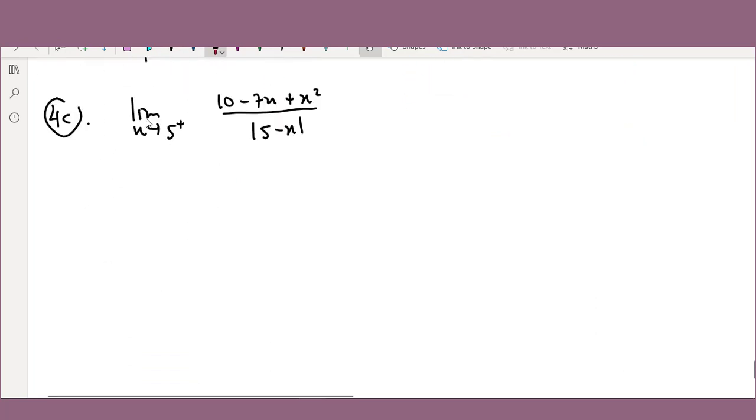For C, the limit of the function (10 minus 7x plus x squared) over modulus of 5 minus x, as x approaches 5 from the right. Okay, just substitute: 10 minus 35 plus 25 is equal to 0, and 5 minus 5 is equal to 0. This is an indeterminate form. Then define this, if you want to use the definition.